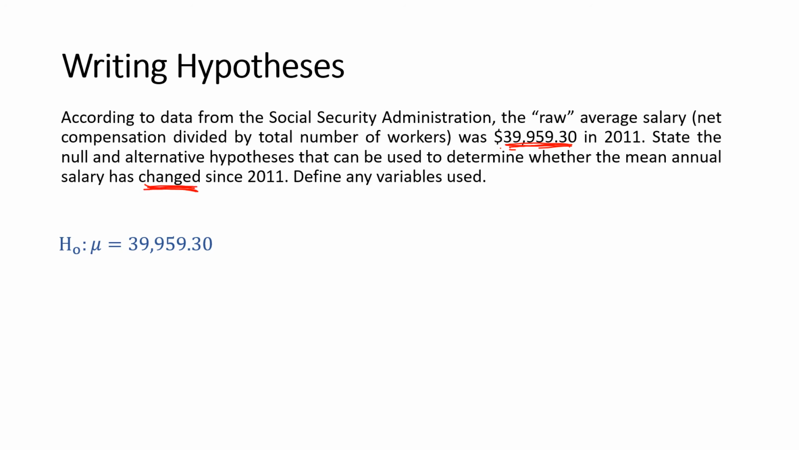We're not specifically trying to prove that it's gone down. We're not specifically trying to prove that it's gone up. We are just trying to prove that it is different than it used to be. So here we're trying to prove that the mean now is not equal to $39,959.30. And again, the mean represents the current mean annual salary. So we're assuming that the mean today is the same as it was in 2011, but we have reason to believe that maybe it's changed, so we're trying to prove that it is different.